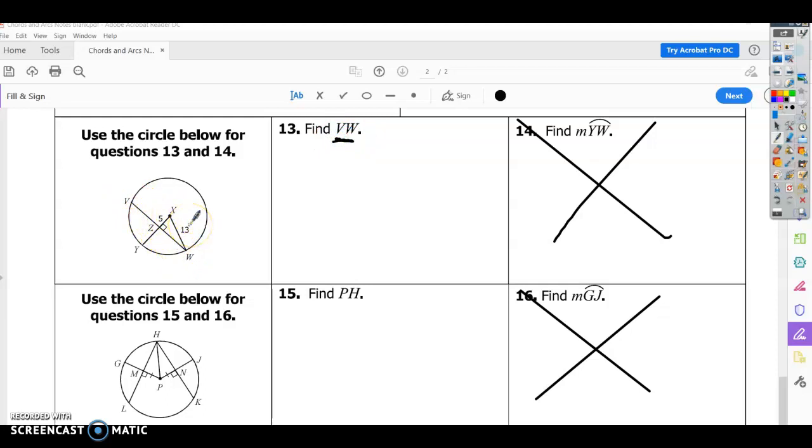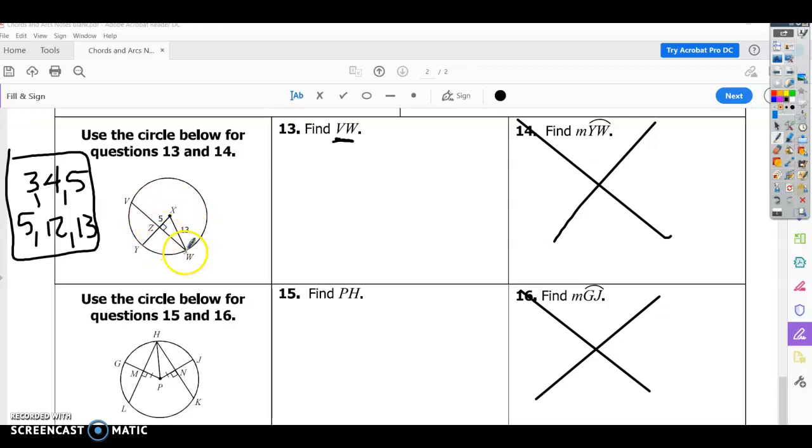This is huge on the ACT. So if you know Pythagorean triples, 3, 4, 5, 5, 12, 13. If you don't know what a Pythagorean triple is, look it up. These are very common on the ACT. 60 questions in 60 minutes, you need to be able to find this very quickly. You could use the Pythagorean theorem to find this distance, but if I know 5 and 13 are here, this one has to be 12. 12 and 12 is 24. So VW equals 24. Quick and easy.